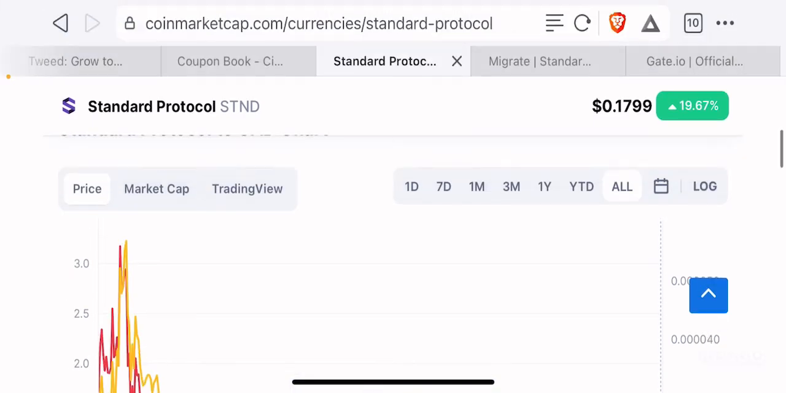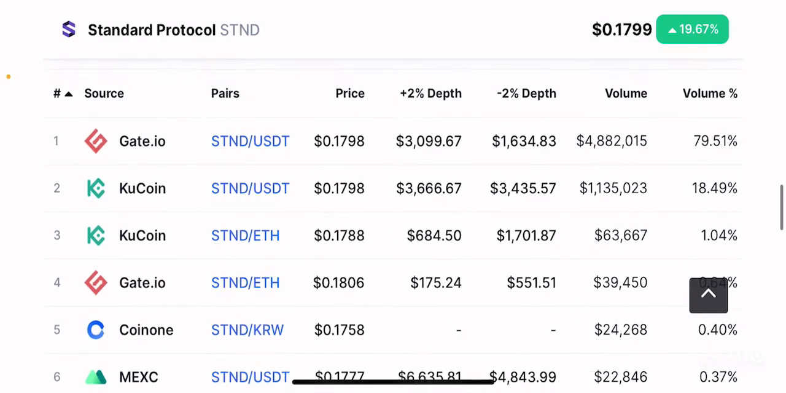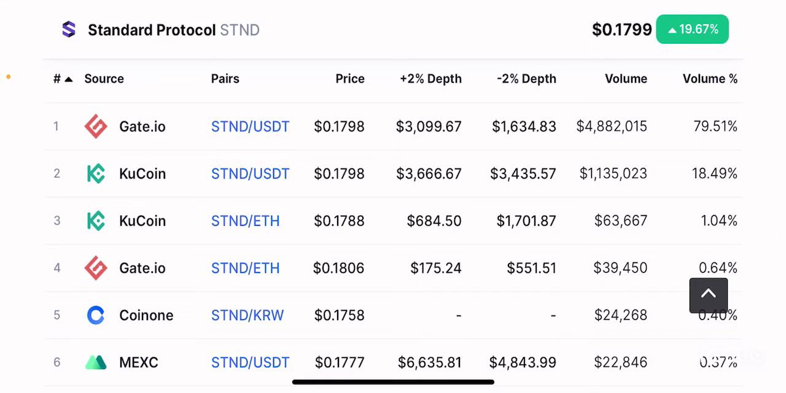When it comes to the markets itself, you can definitely buy this token from Gateio, which is one of the most popular exchanges for buying low market cap gem tokens such as this token, along with many other tokens that we cover on our channel.